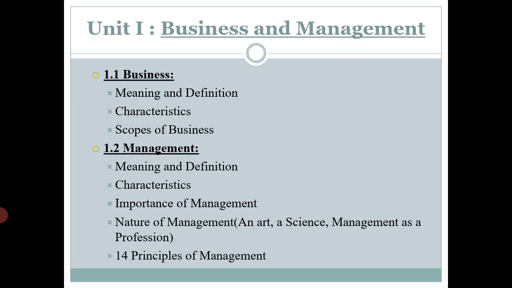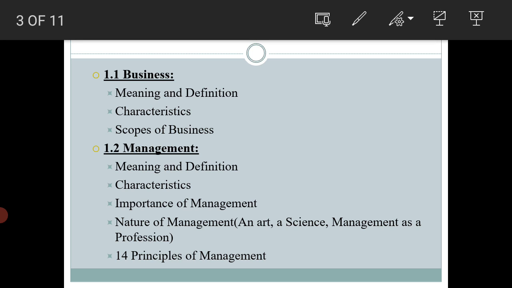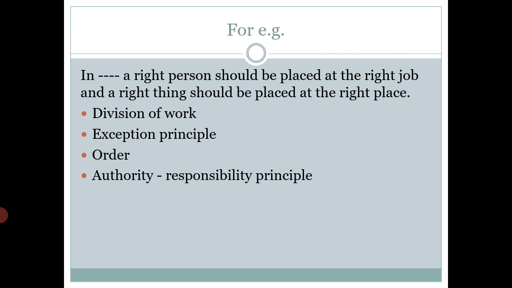Then, whenever you consider management, what is management and what comprises management, we need to have a look at it. For example, on your unit number 1, we can discuss an MCQ related to it. In dash, the right person should be placed at the right job and the right thing at the right place. This is related to one of the principles of Henry Fayol, that is, the 14 principles of management.